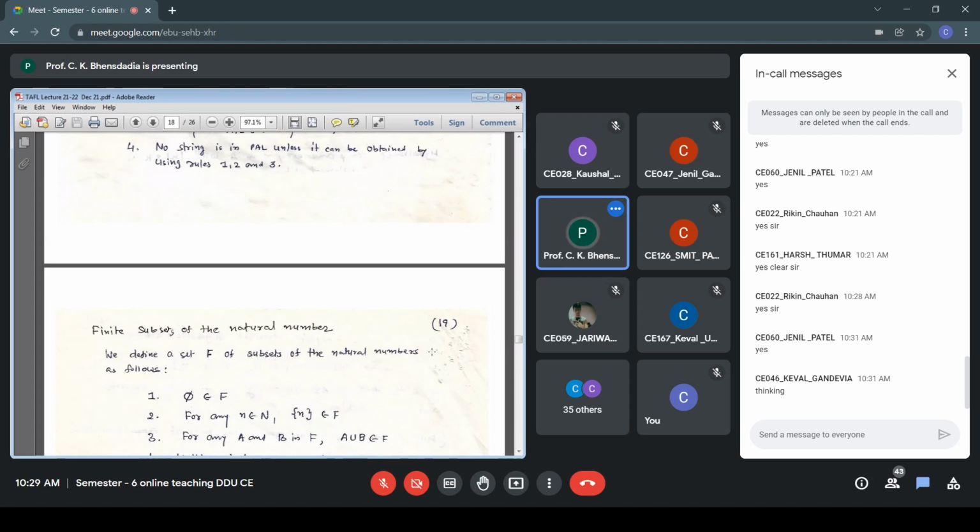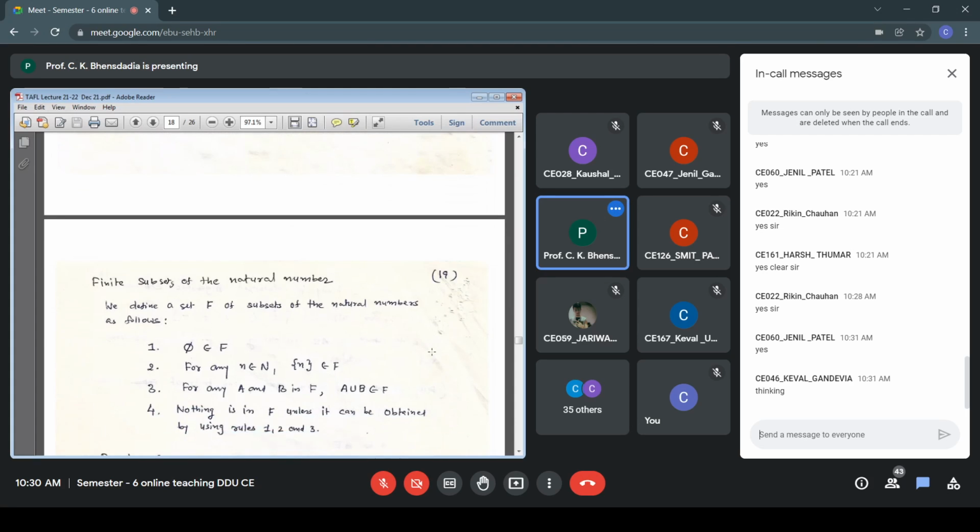The most important part is rule number 3. Take any two existing elements in F. At the moment, I have the empty set as well as single element subsets in F. Pick up any two existing elements in F, apply the set operator union. You can generate any finite subset of N and include that in F. That completes the definition. Nothing is in F unless it can be obtained using rules 1, 2, 3 above.